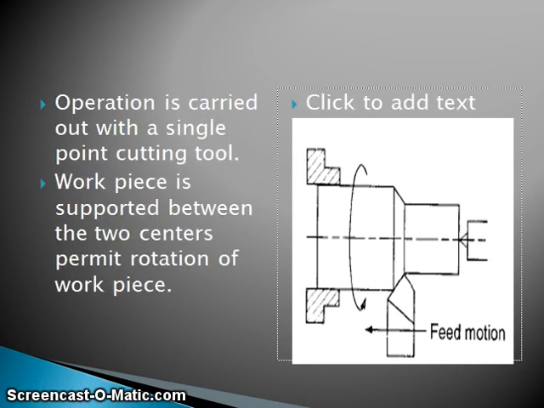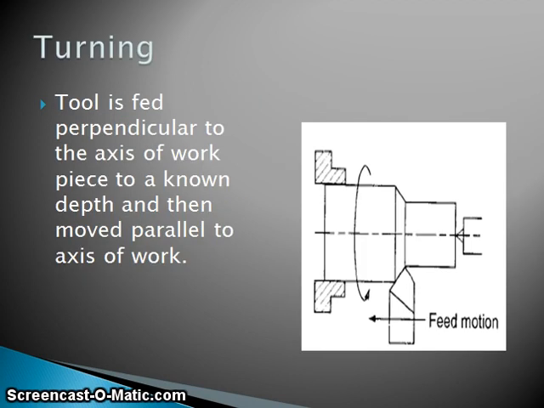The operation is carried out with a single point cutting tool. The workpiece is supported between the two centers to permit rotation of the workpiece. The tool is fed perpendicular to the axis of the workpiece to a known depth and then moved parallel to the axis of the work. There are two types of turning. One is rough turning, and the second one is finish turning.